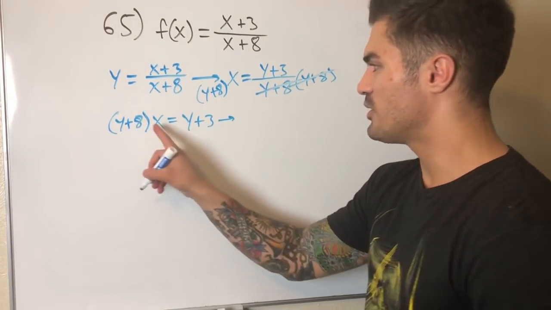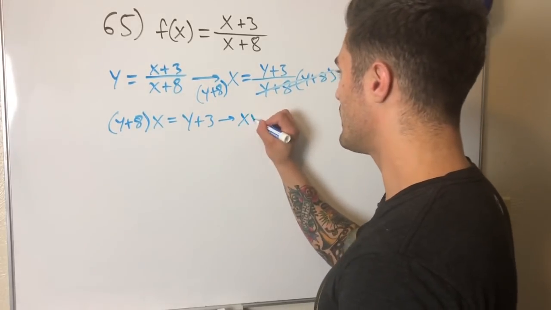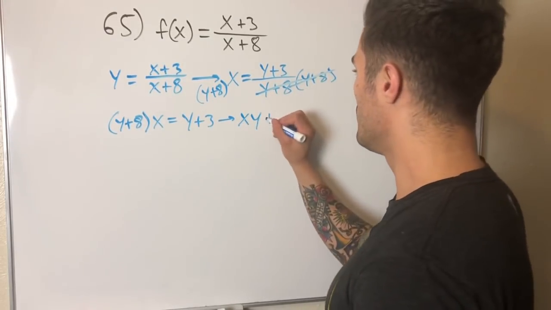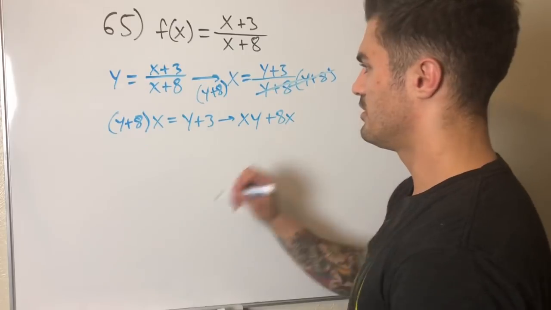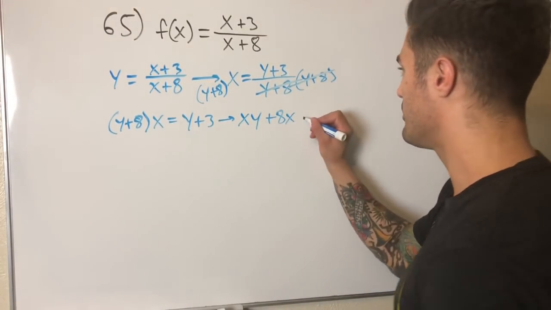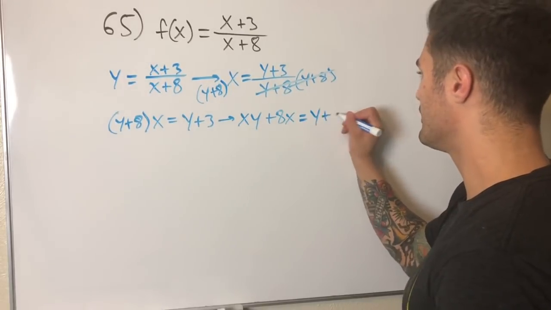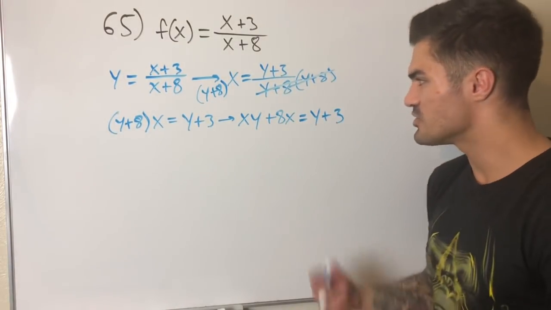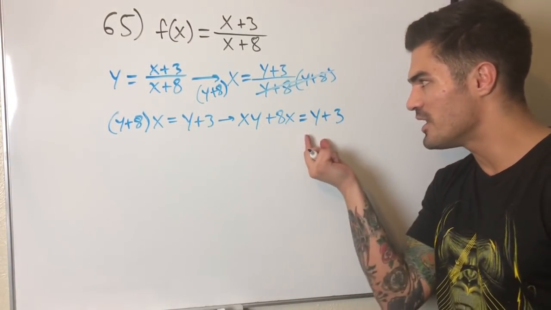So my next step here, I have x times y, and you could write it as yx too, same thing, plus 8x. Let's see, make sure that's right. X times y plus 8x equals y plus 3. All right, so now my y terms are xy and y.